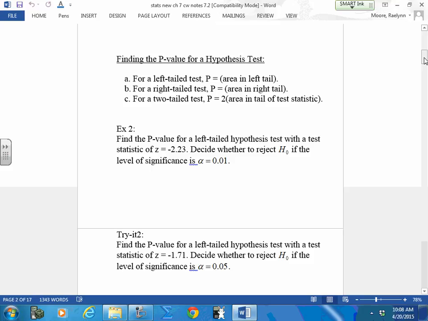So I'm on example 2. We said, find the p-val. P-val is the probability under the curve, probability P, for a left tail test. Here's my left tail test. Draw that. Here's my z-score of negative 2.23. How do I find its p-val?